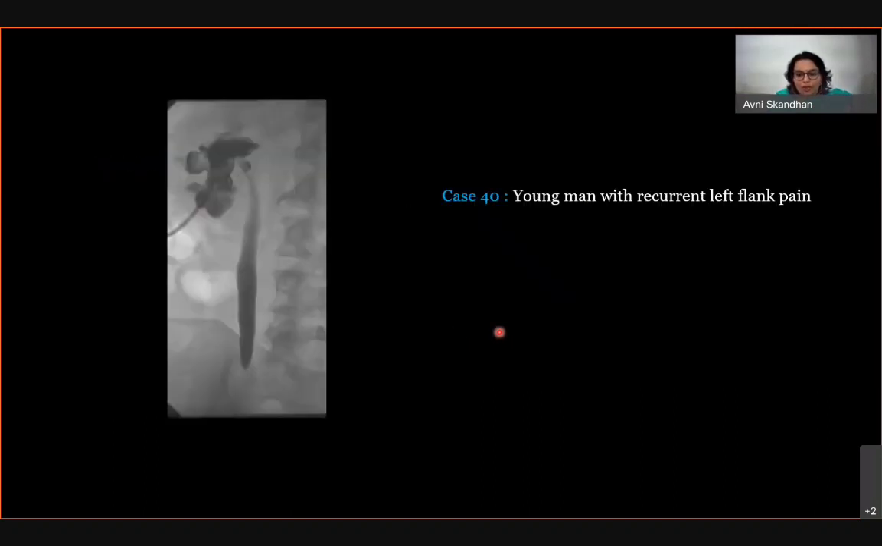Now, this is a patient who has recurrent left flank pain. It's an obstructed system. This was a percutaneous study, which was done. Calyectasis, okay. Is it only calyectasis? Is there anything else? It's not a PUJ obstruction. You can see the ureter. Okay. Can somebody tell me a single diagnosis for this?